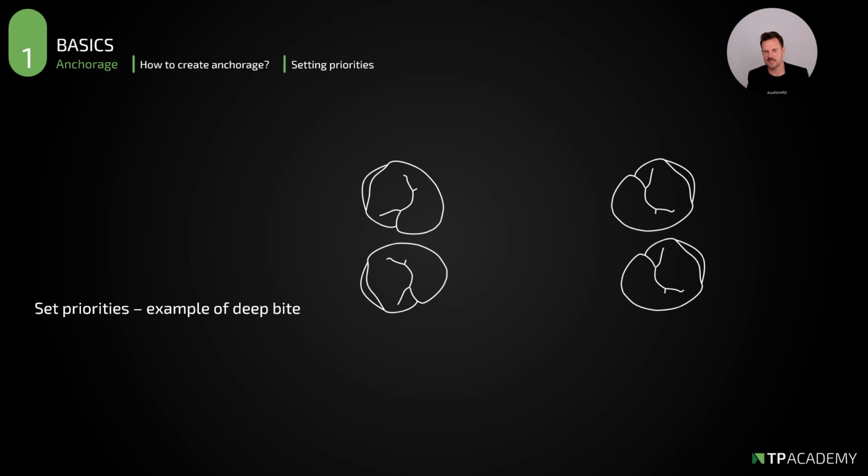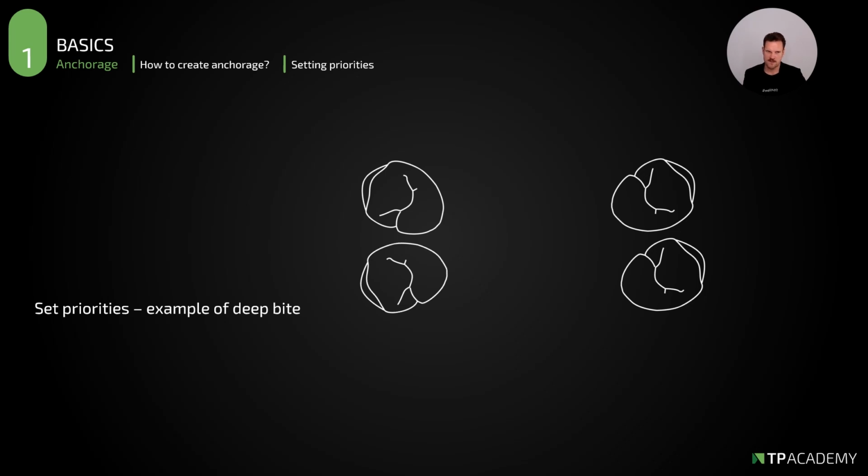And this is a very good example. This is an example of a deep bite correction. And in my opinion, one of the mistakes that happens in most of the cases. Why is it like that? The software is not able to set the right priorities because the software is thinking with AI and with algorithms.